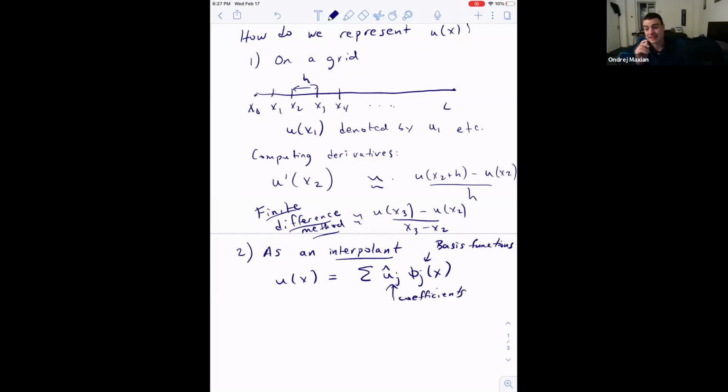The idea with this is that we can actually evaluate u anywhere we want rather than just at the grid points, because we know phi j of x. Those are going to be known basis functions. And the trick is, how do we find uj and how do we find it fast? So we're on a periodic domain. If we want to represent functions that are periodic, functions that repeat themselves over and over again, can somebody tell me an example of such functions?